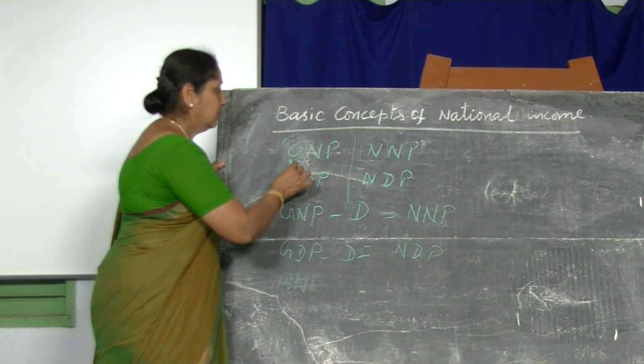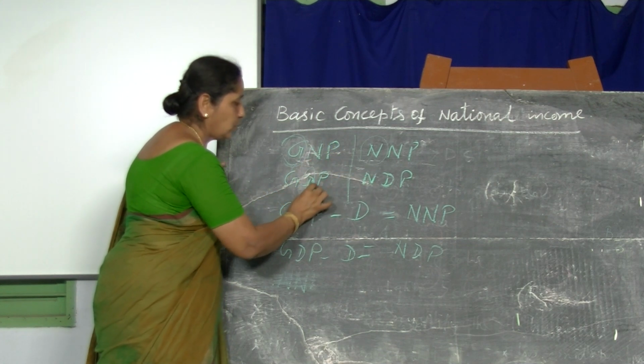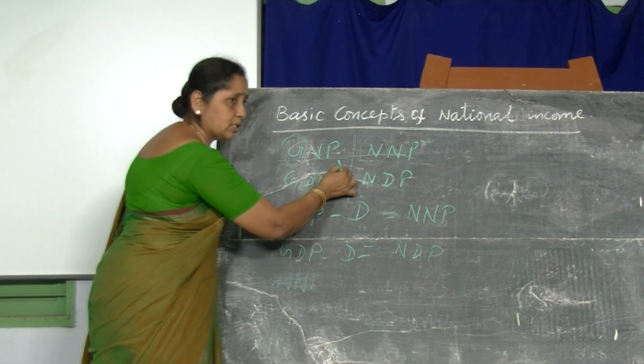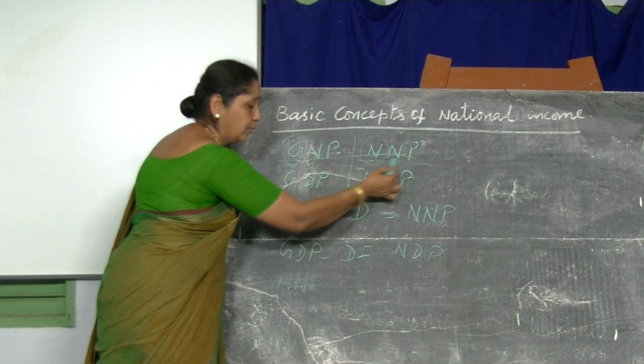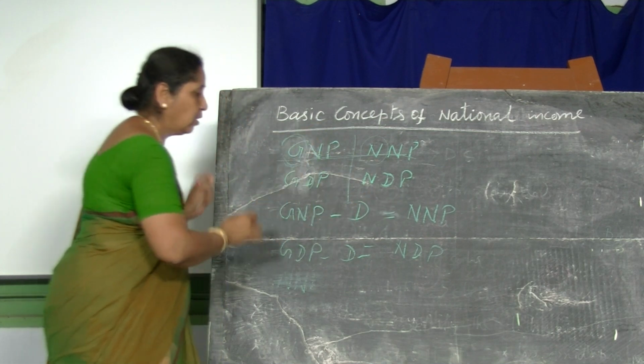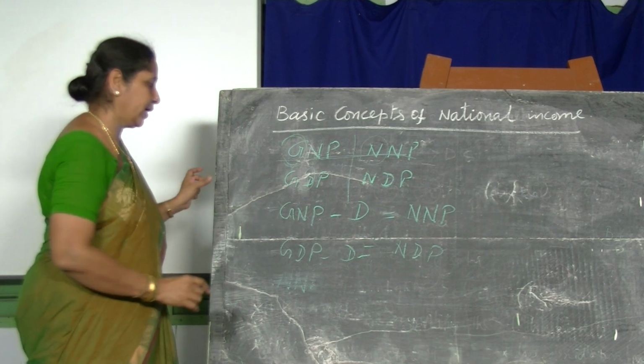Okay, fine. Next is national product and here it is domestic product. The first one is national product. Here it is gross national product and net national product. And here it is gross domestic product and net domestic product. What makes the difference between national product and domestic product?